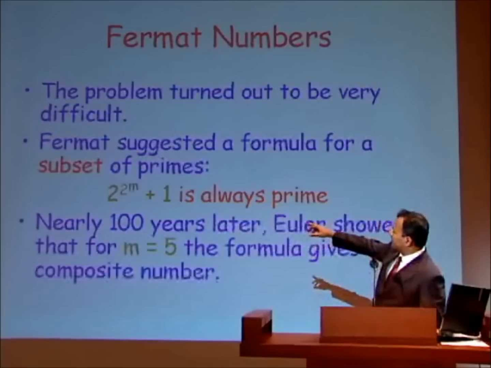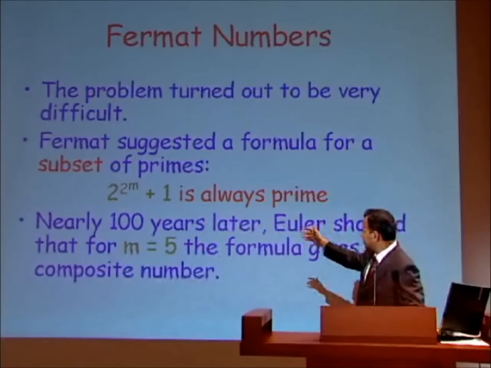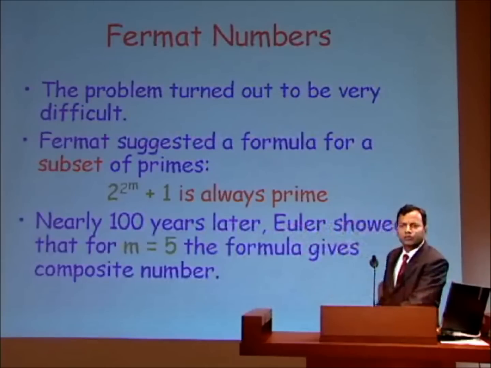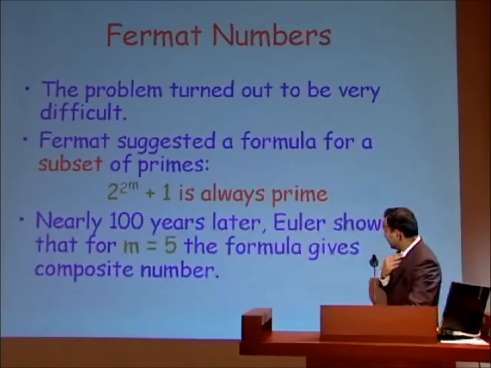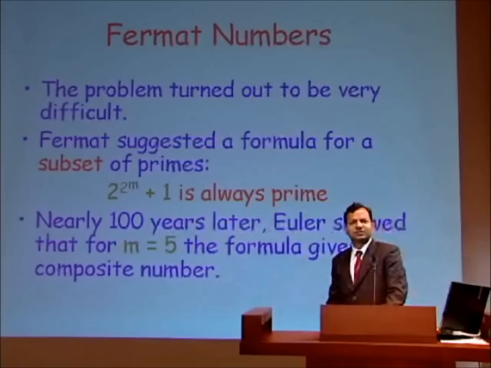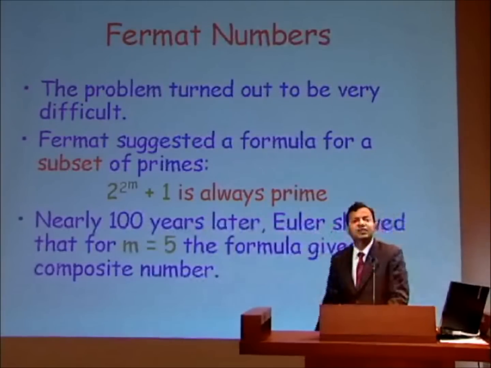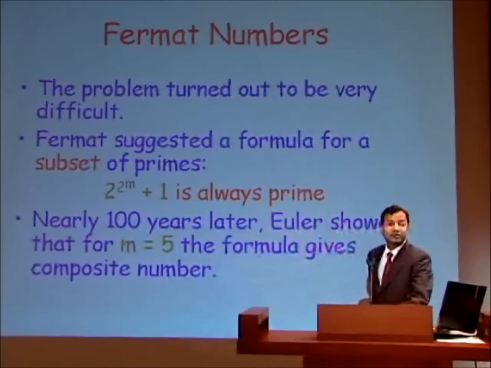It is not for all primes, but only for a subset of primes. So he said that if you look at the sequence generated by 2 to the 2 to the m plus 1, where m varies, then this sequence contains only prime numbers. Of course, at that time there were no calculators available. One could have simply verified that just for m equals 5, this is not a prime, which actually Euler noted nearly 100 years down the line.